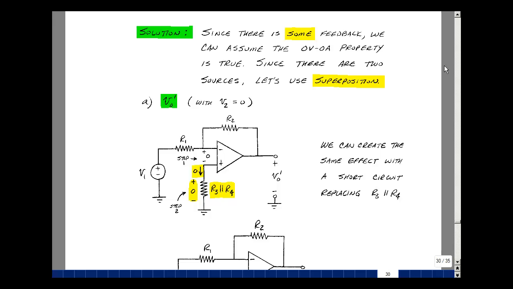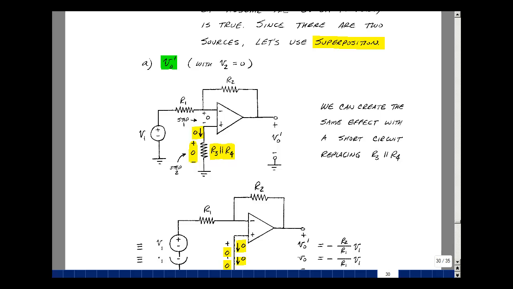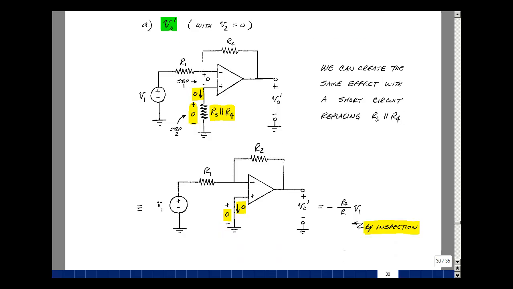But when I short V2, I have R3 in parallel with R4. Now this looks a little bit like the inverting amplifier, but I've got this extra term here. But what's going on with this resistance? Well, the current coming in here is 0 because I have a very high resistance from my op-amp, and therefore the drop across these 2 resistances in parallel is going to be equal to 0. So I could replace this by a short circuit, and I'd have no current because the op-amp has a very high resistance, and I have no voltage here because of the short circuit. So this would be an equivalent to our previous step.